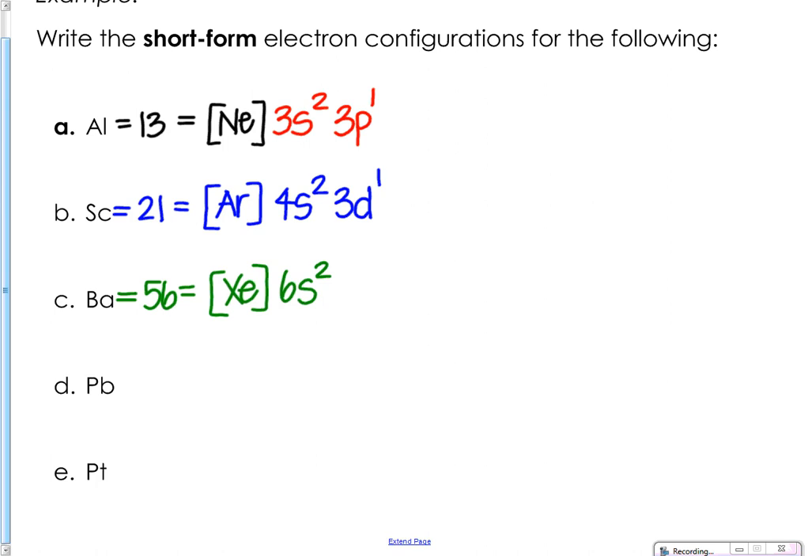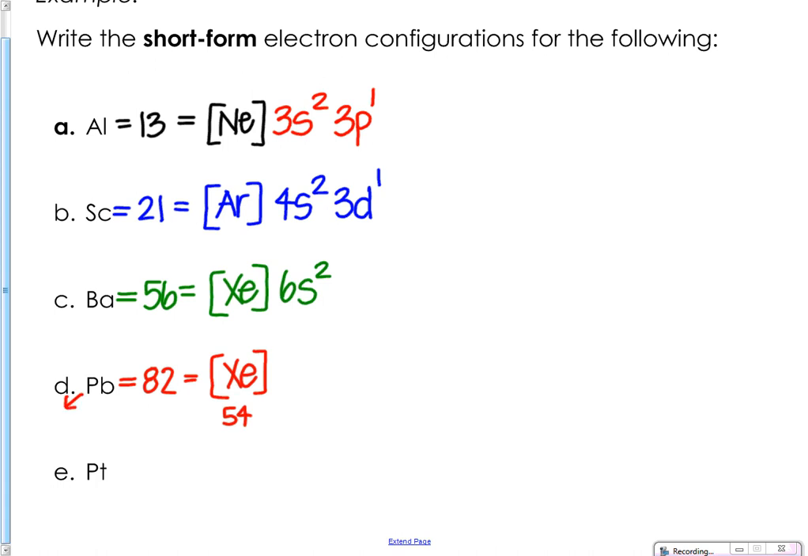Now Pb, find that on your periodic table. It's element number 82. That means it has 82 electrons. You want to look for the highest numbered noble gas that comes before it, and you'll see that xenon is the only one that will work. Now that still has 54 electrons. So now we have a lot more electrons to go before we are finished.